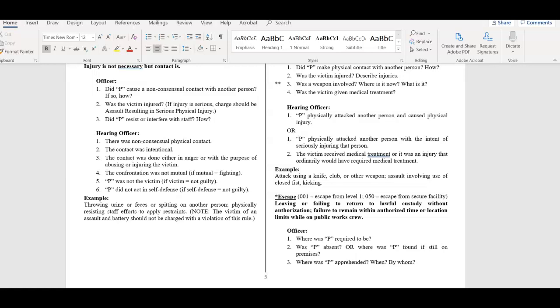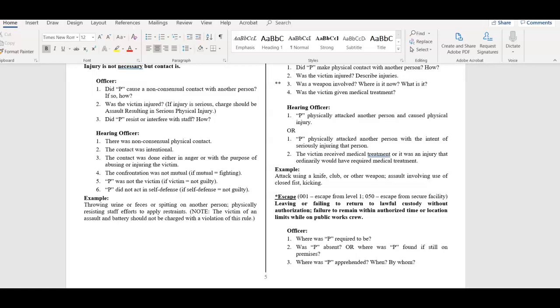So if one person punches another, and let's say it was a blind punch, the other person wasn't expecting it, it would be an assault. But if the two inmates get into it and they're arguing over whose girlfriend's prettier and they both participate, it's a different charge. It's fighting. P was not the victim. So P has to be the aggressor only. P did not act in self-defense. In other words, once again, they're the aggressor.